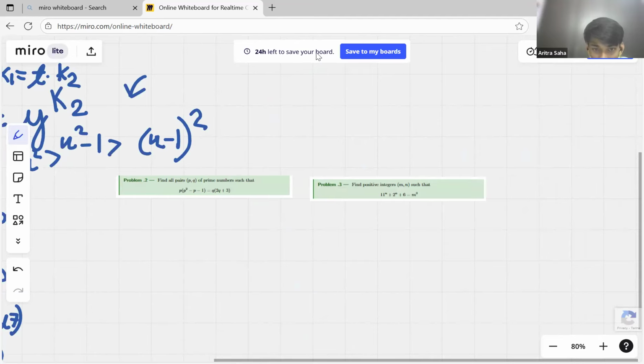Which one do you want to try? Let's try the P3 problem first, it looks nice. Yeah, let's try problem 3 first. I'll zoom in a bit.